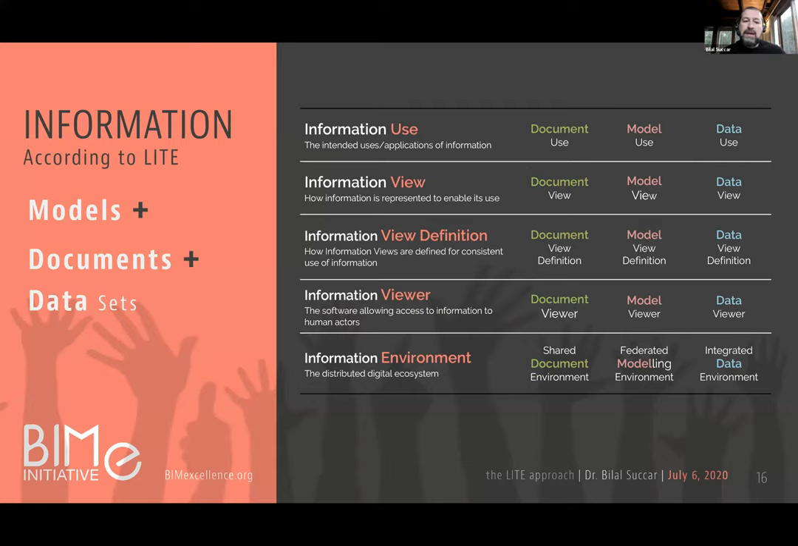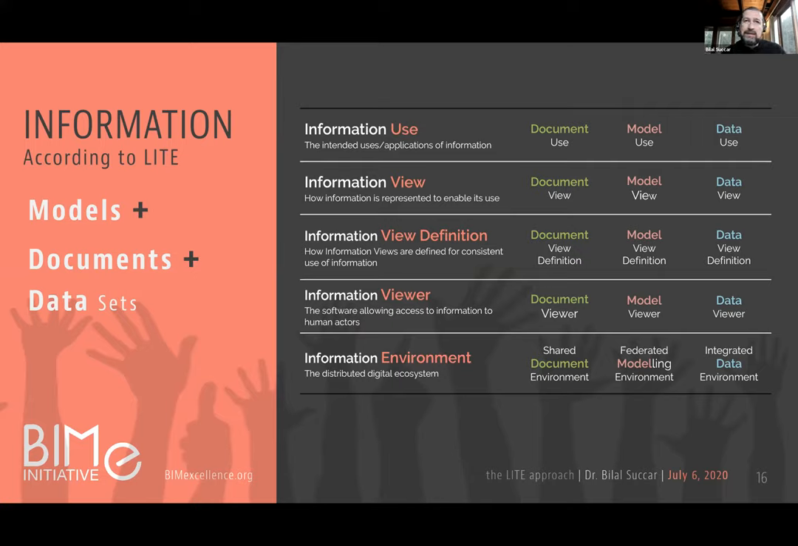Now, when we start to apply some of the things that this new approach, the LITE approach, introduces, it introduces the concept of information as being one of three things, two of three things, or all three things together, as just the manifestation of information. So when we say information, when we're dealing with information in our industry, we are dealing with information that looks to us like models, or like a digital document, or a data stream, a data set.